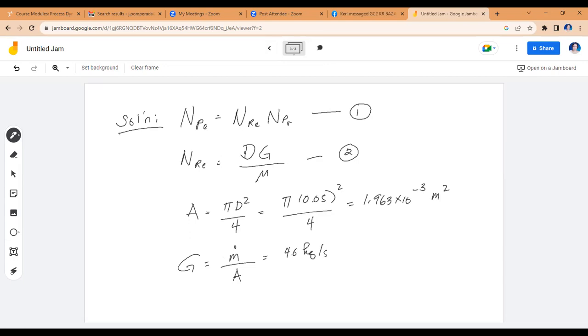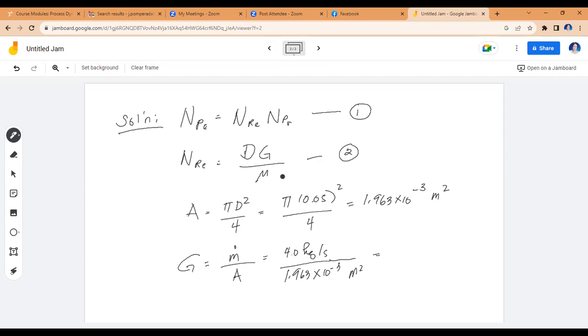And we divide it by the area that we just solved. So 1.963 times 10 raised to negative 3 square meter. So this is your mass velocity per unit area.